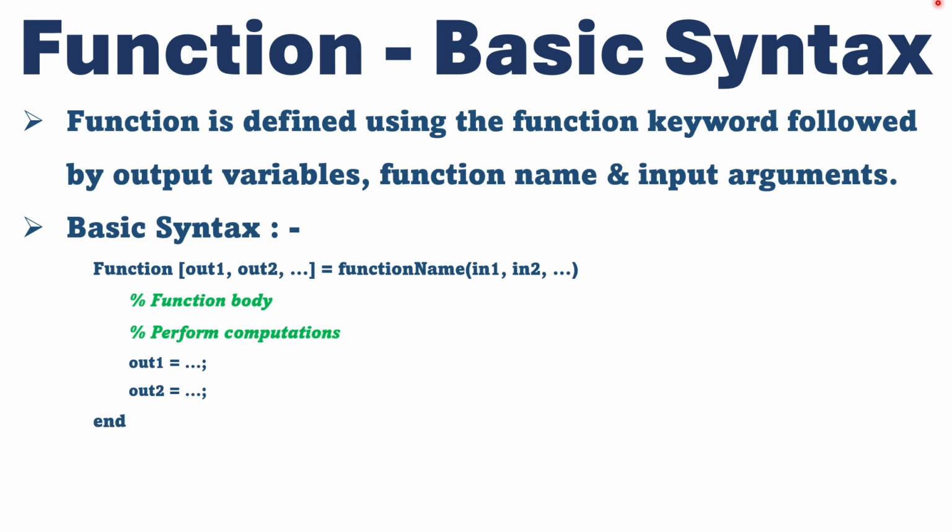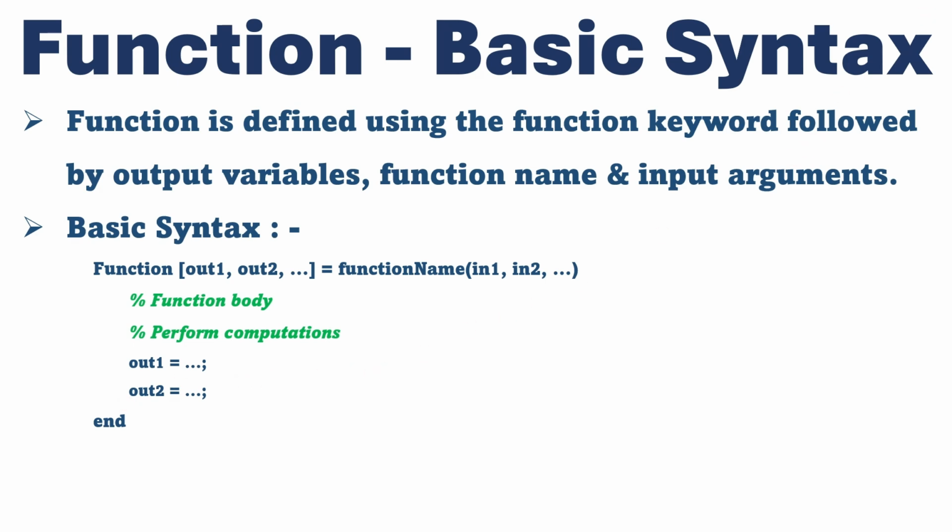This is a very simple syntax used in the MATLAB function, starting with the keyword function followed by the output variables, that is the variable which you want to compute, and then the equals sign and the function name, whatever name you want to assign to the function, and then passing the input arguments. And then this is the function body. Here you can perform the operation on this output variable. And as you open the function in the MATLAB script, you need to end that function.